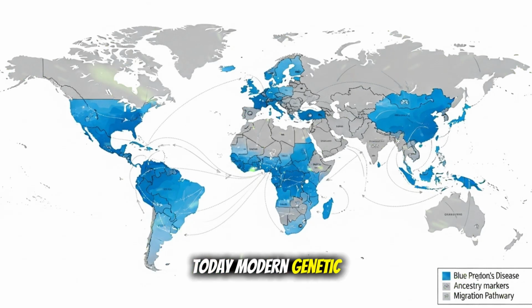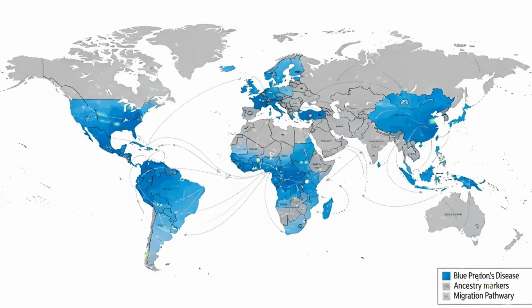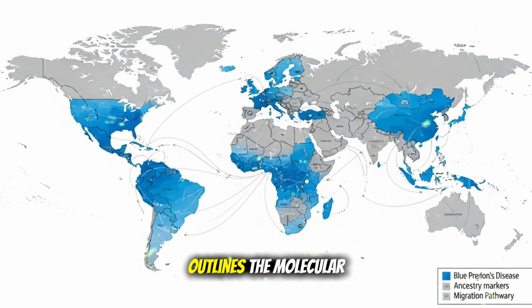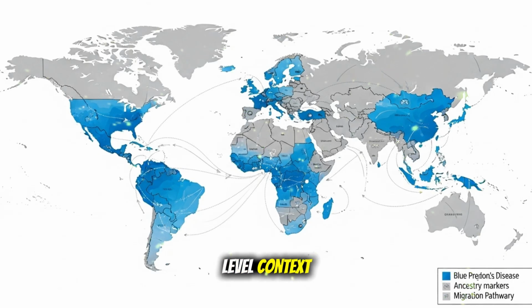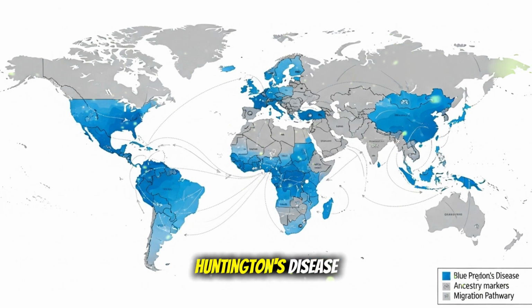Today, modern genetic analyses provide clearer evidence of how these expansions propagate through time, allowing researchers to trace the condition's movement across generations. This chapter, therefore, outlines the molecular basis and population-level context through which the HTT gene shapes the emergence and persistence of Huntington's disease.